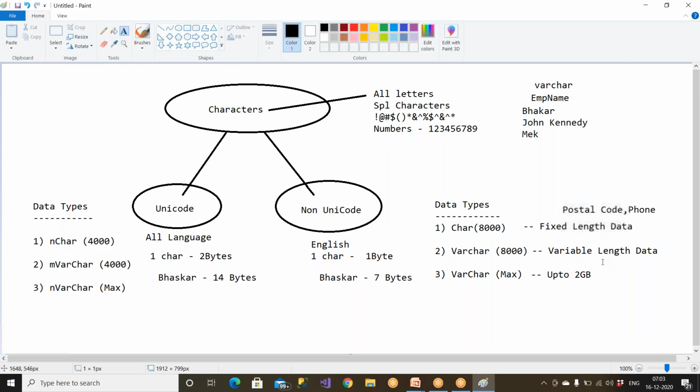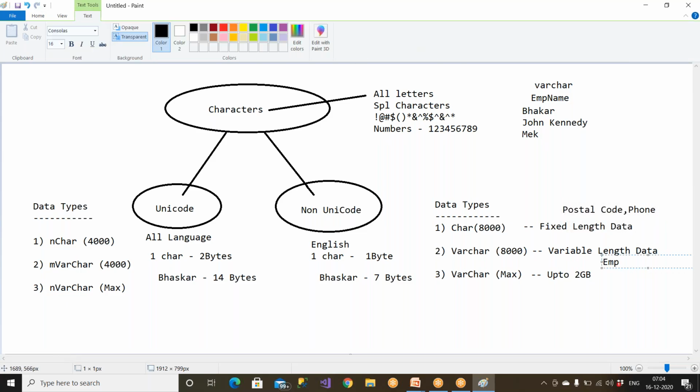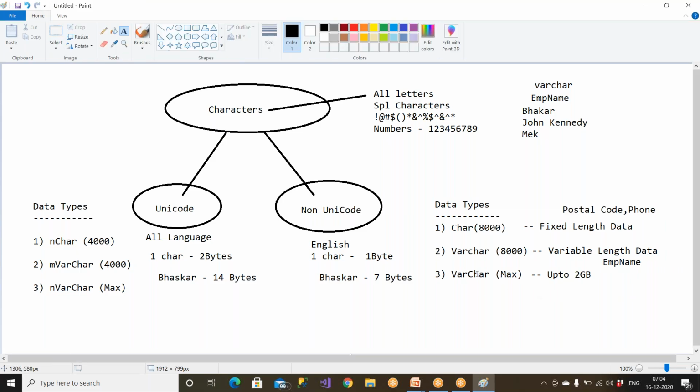And variable length data, I have given you employee name and other things. And varchar means variable length data. If you're crossing more than 8,000 byte characters, then up to 2 GB, you can go in for varchar max. Clear? So these are the data types Microsoft is giving to store the non-Unicode data.